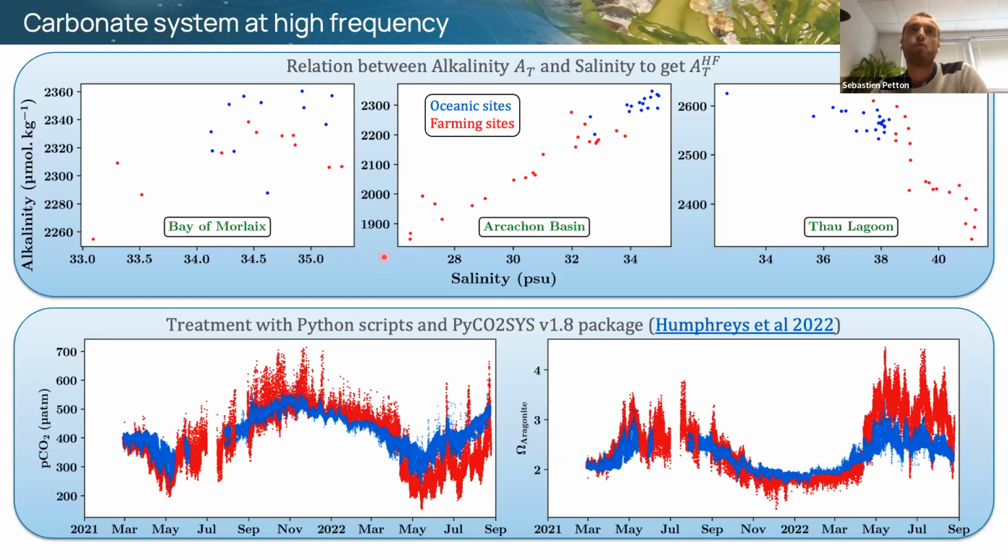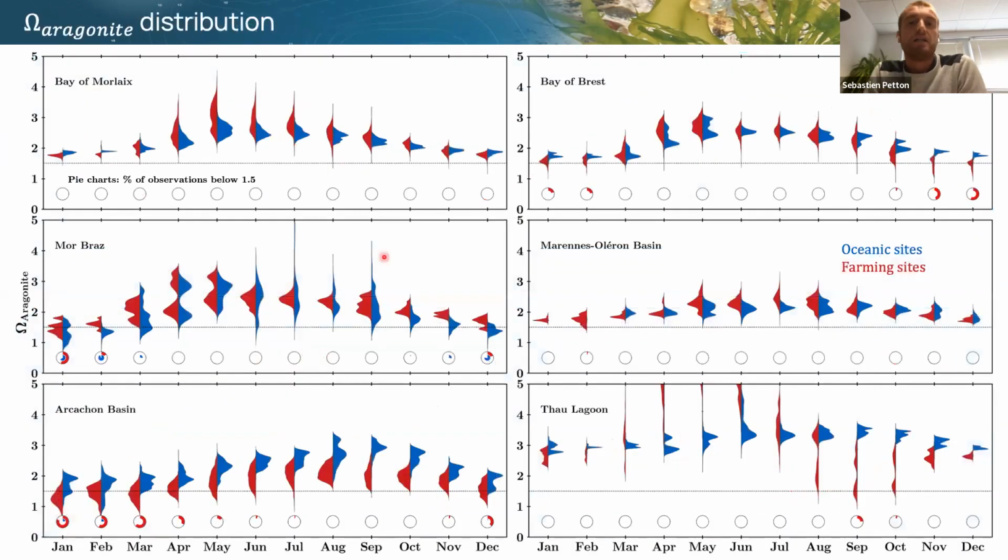Honestly, we still have to work on it to maybe find a better regression for high frequency alkalinity, and maybe by including tide cycle or nutrient data. And I think this requires specific cruises in each region. And the final goal we have is that we can start to characterize the monthly distribution of aragonite saturation states and to compare oceanic and farming sites.